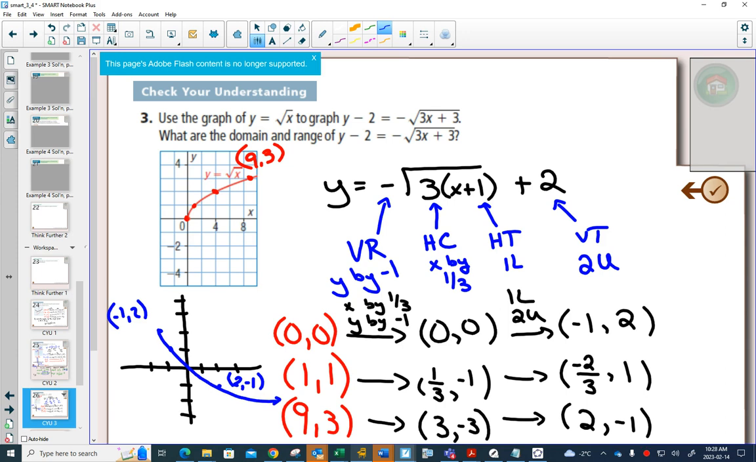The shape of my graph needs to look like this because I've had a vertical reflection. So sometimes you also think about just what's happening to my graph. This vertical reflection would flip it down. My graph needs to have that look like it's been flipped down, so its curve is similar to the original curve.